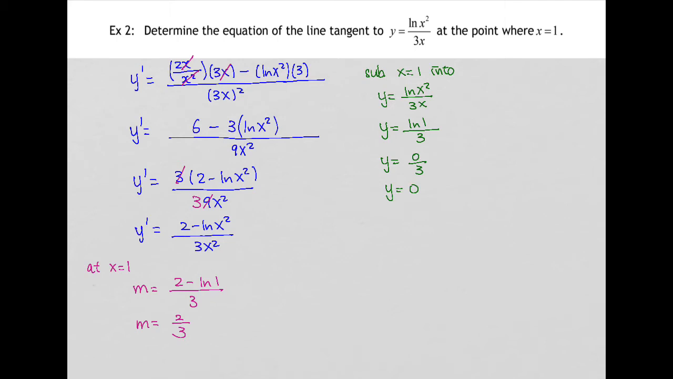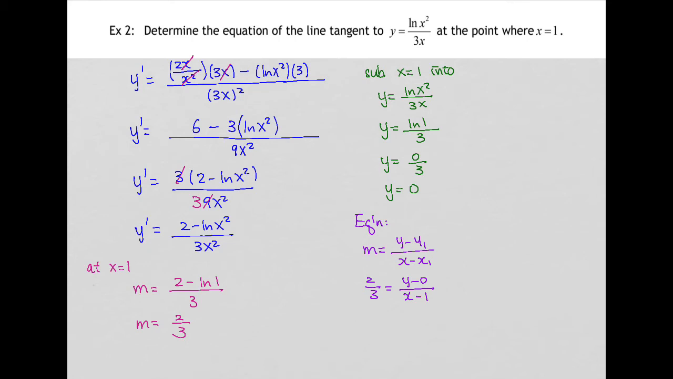Finally, we can find the equation now. We use m equals y minus y1 over x minus x1. This will give us a standard form right away. So 2 over 3 equals y minus 0 over x minus 1.